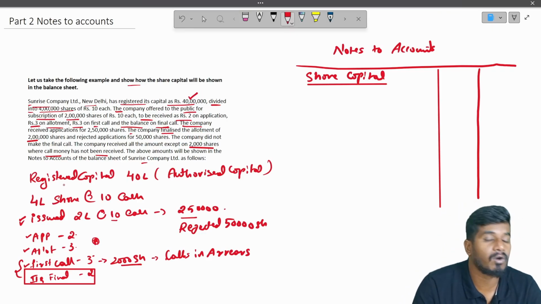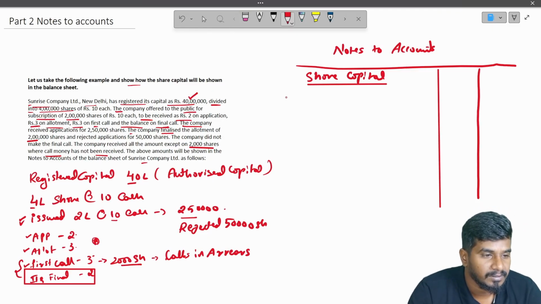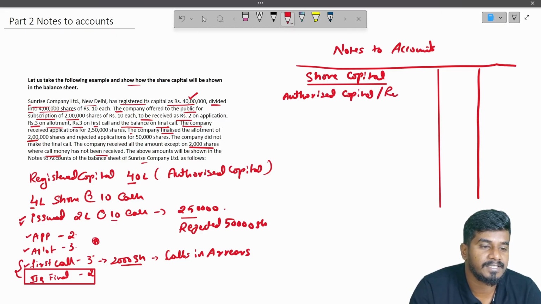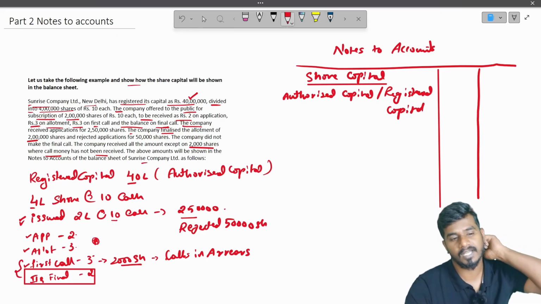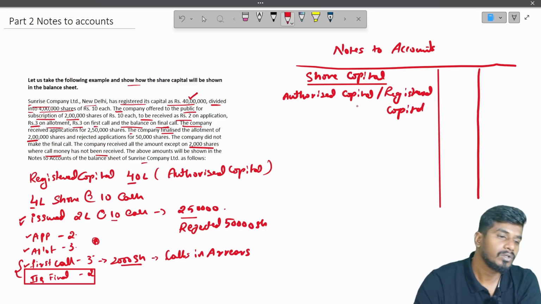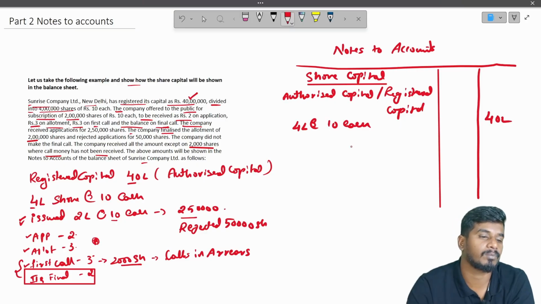Authorized capital. What is the registered or authorized capital? It is 40 lakh, 4 lakh shares. So we can call it as authorized capital or registered capital. Don't mind my handwriting. So we can call it authorized capital or registered capital or even nominal capital. So which is nothing but 4 lakh shares at 10 each, which means 40 lakh rupees.